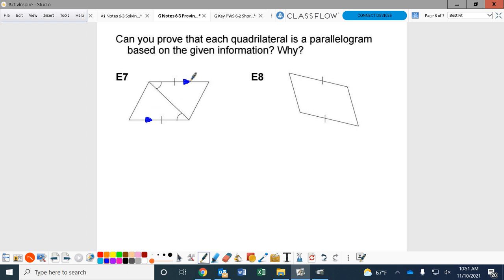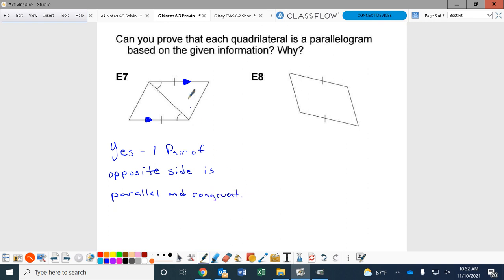So those alternate interior angles make these lines parallel. Does that change your answer? Is it a yes or a no? Yes. It's a yes. By which one of your reasons? Prove one pair of opposite sides parallel and congruent. There you go, guys. There's only one side that has anything even marked on it. So the only one it could even possibly be is that one. So it's prove one pair of opposite sides is parallel and congruent.